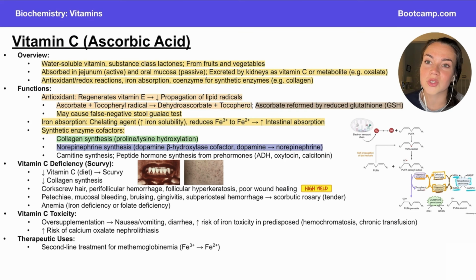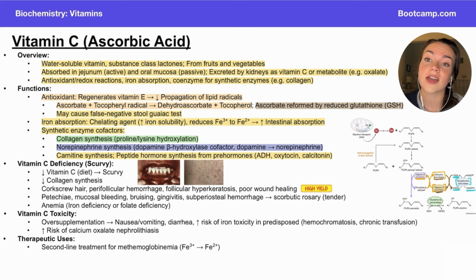And some other biochemistry functions that we haven't necessarily shown on a diagram. Vitamin C is involved in the synthesis of carnitine, as well as peptide hormone synthesis from pre-hormones. So for example, ADH, oxytocin, and calcitonin. All of those synthesized from pre-hormones with the help of vitamin C.